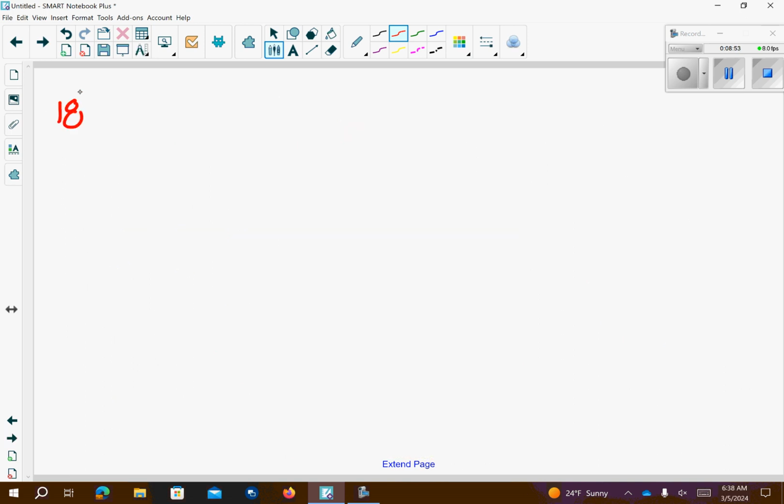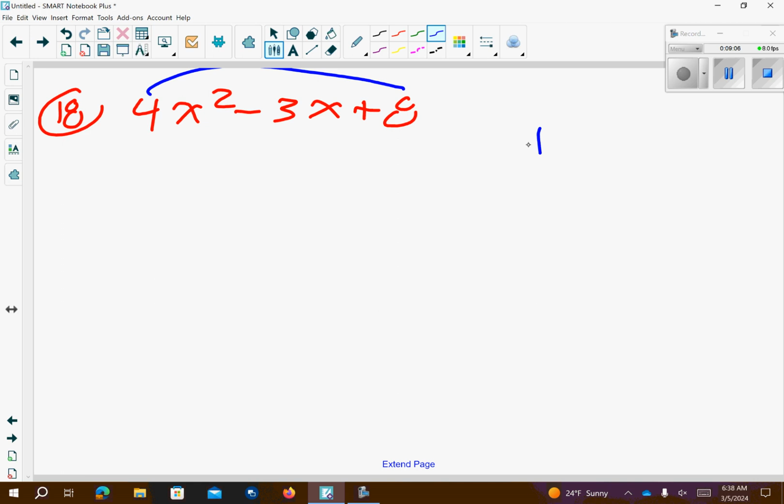Number 18, I have 4x squared minus 3x plus 8. Now I'm thinking, do I have a greatest common factor? And I don't on this one. Nothing. I mean, I could factor a 1 out, but that doesn't help us. Multiply those together, I'm going to get a positive 32. In order to get a positive 32, I have to have both negative, because I have a negative there. Because negative times negative is positive.